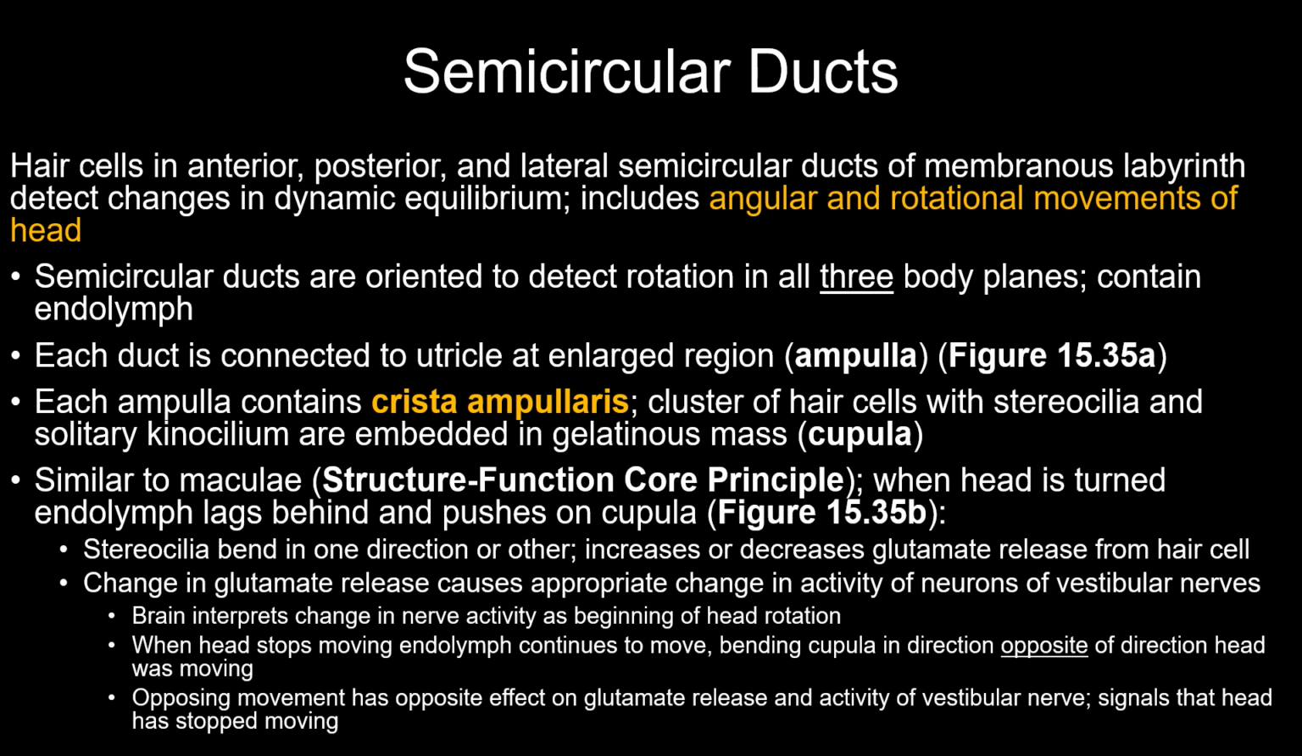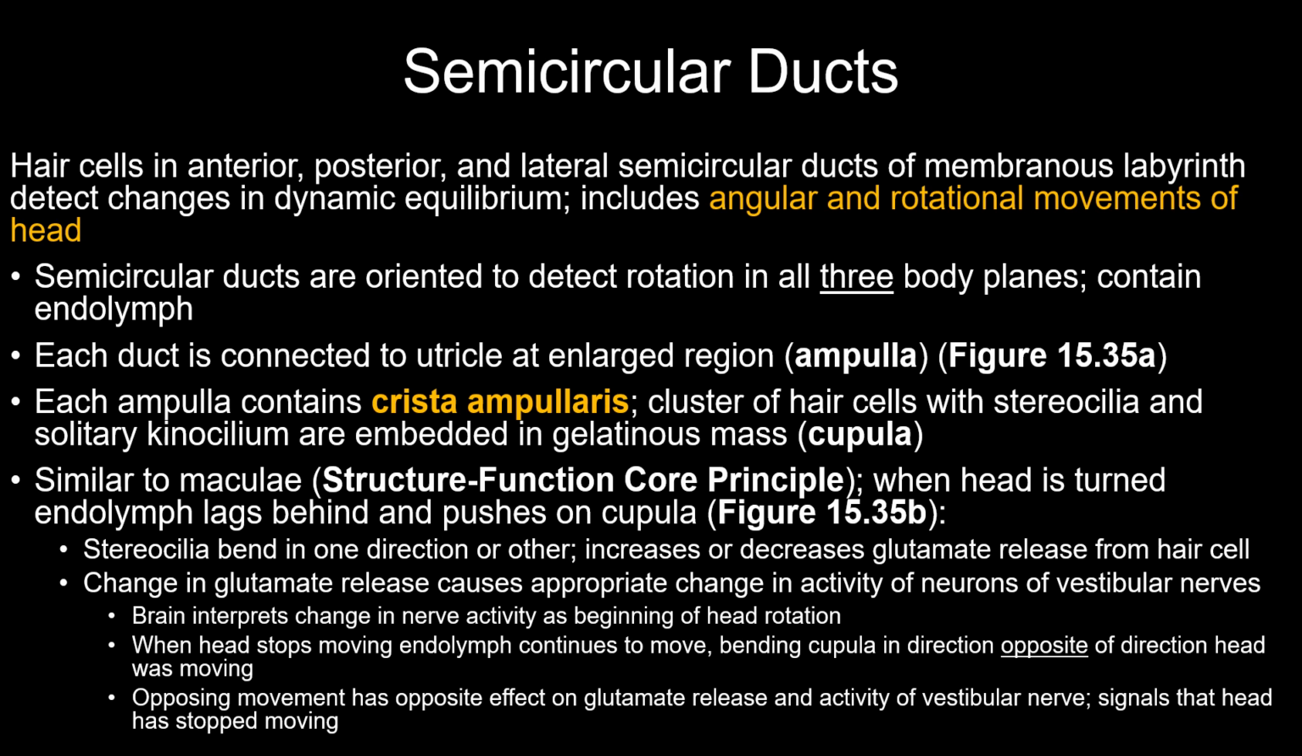And this is essentially a cluster of hair cells as well as supporting cells. Each hair cell is going to have the stereocilia and one kinocilium that are embedded in another gelatinous mass, except this one is called the cupula. There are no calcium carbonate crystals in this one, providing it any density. Despite that, the structure is relatively similar to that of the maculae, and so it is not really surprising to understand that it functions very much like it.